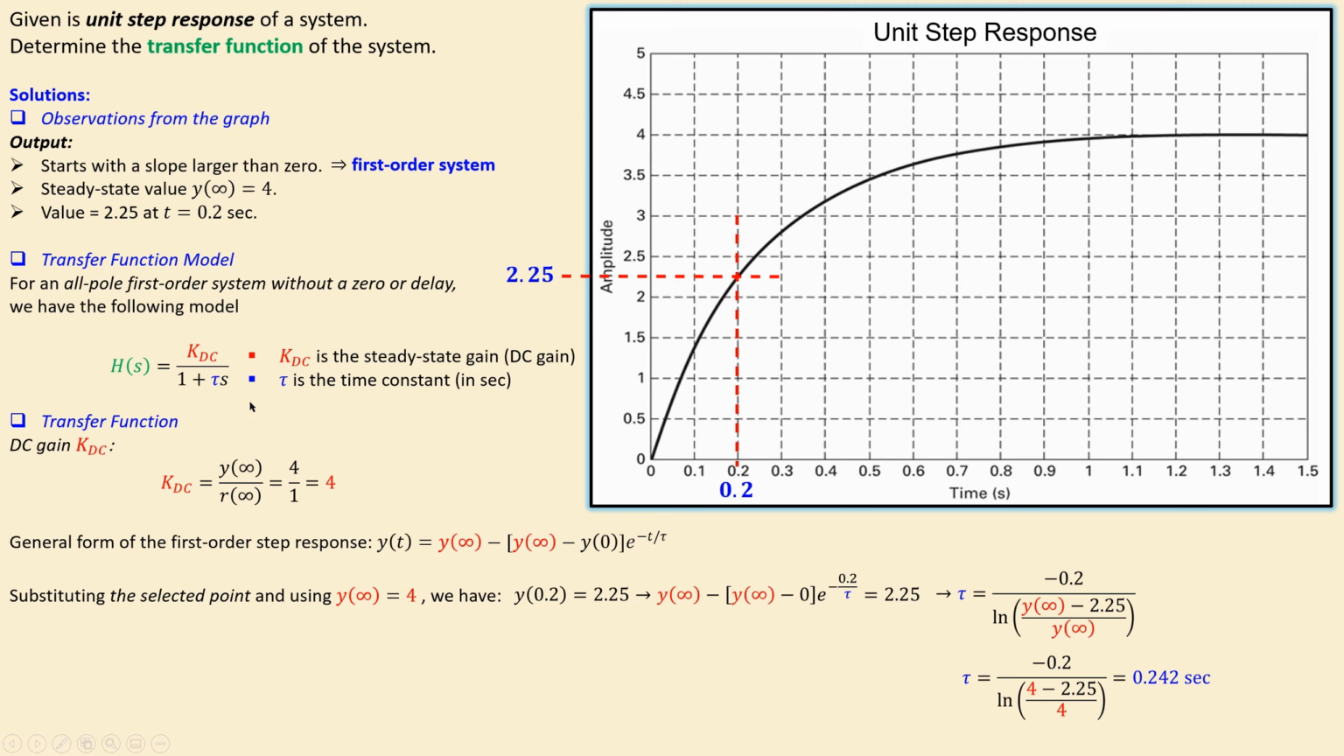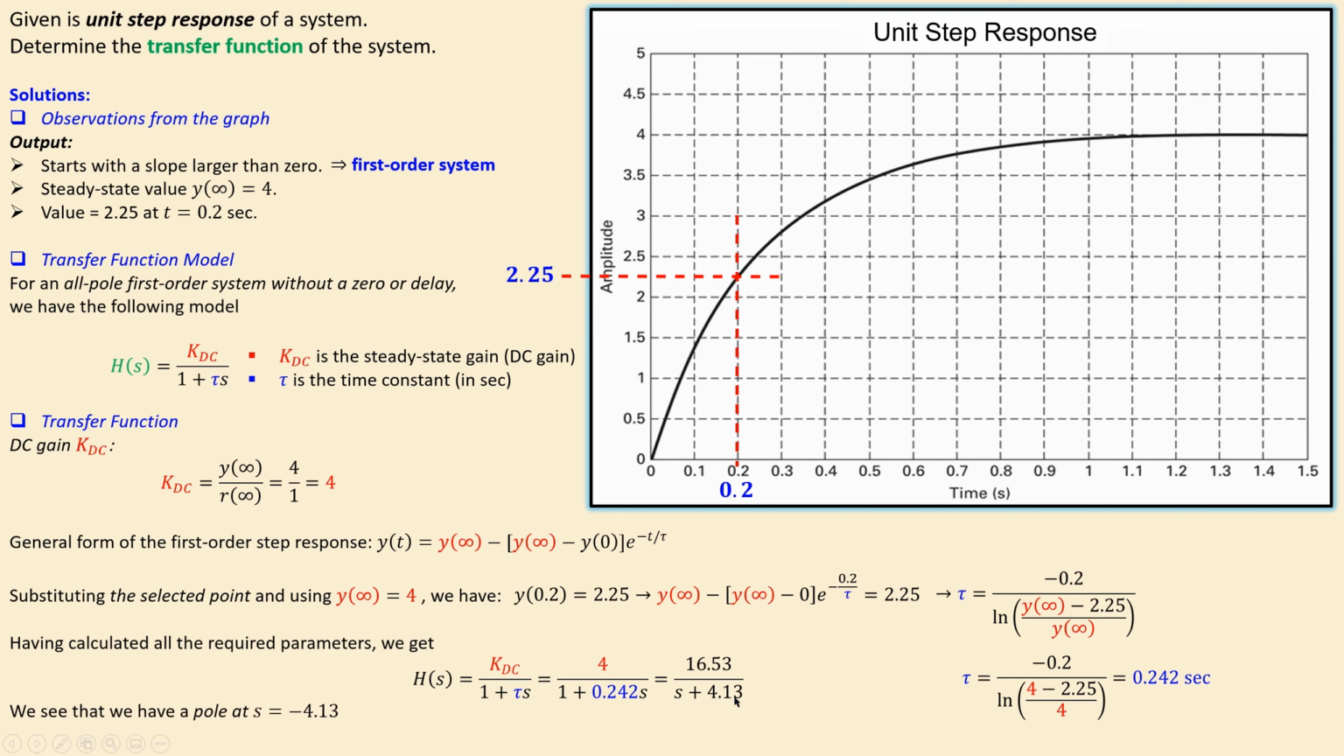I can now set up my transfer function. That is what I require. So having calculated all the required parameters for the transfer function, I have done the following. This is exactly what we had in the model: 4 over 1 plus 0.242 s. Or if you want to see the pole directly, you can divide out the numerator and denominator by 0.242. Then you will have this expression. You can see directly that the pole is at minus 4.13. That's what we have here. Now, we will of course verify this in the simulations. So let's look at the next steps.